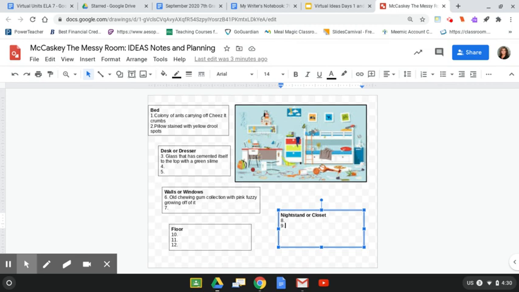All right, so that's your job for today, because tomorrow we're going to start writing and describing this room so that we can picture it. And your job will be to make it the worst room we've ever seen.